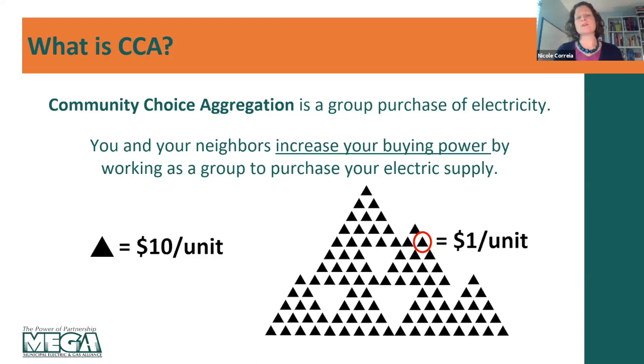Through CCA, you and your neighbors increase your buying power by working as a group to purchase your electric supply and to get a bulk price for essentially your electrons. So similar to if you go to BJ's and you want to buy granola bars in bulk, you'll get a better price by buying 50 granola bars versus a single one at the register. So same idea, you're getting the power of group buying power for your electricity through this program.